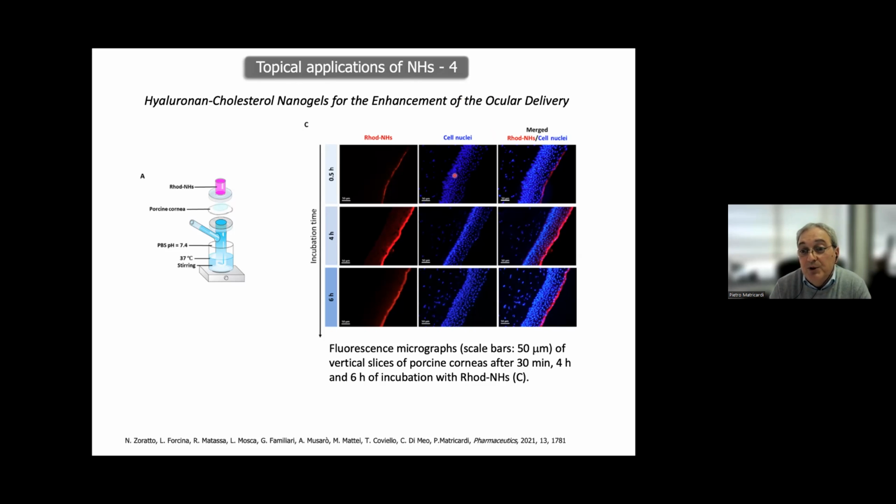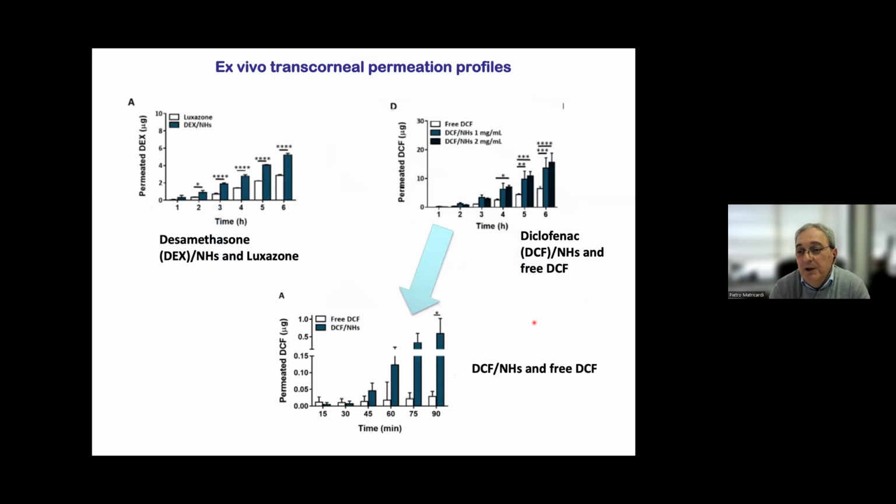This is a porcine cornea. The blue dots are the nuclei of the membrane. When you treat the cornea, you have the accumulation of the nanogels on the surface of the cornea. But when you treat the cornea with nanogels with some drugs, you have an interesting permeation effect. When you use, for example, an anti-inflammatory drug like dexamethasone, which is very hydrophobic, you have, as you can see here, an improvement of the amount of dexamethasone that crosses the barrier. So you have an improvement of the permeation, and in this case, we compared our nanoparticles with Luxazone, a commercial eye drop present on the market.